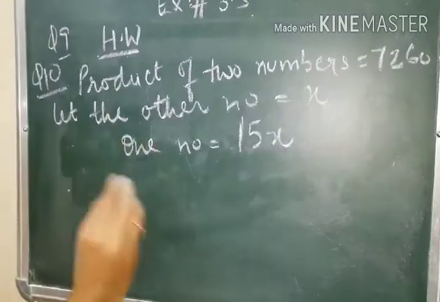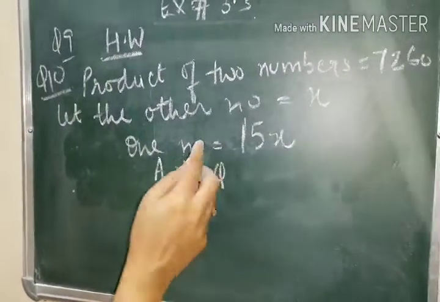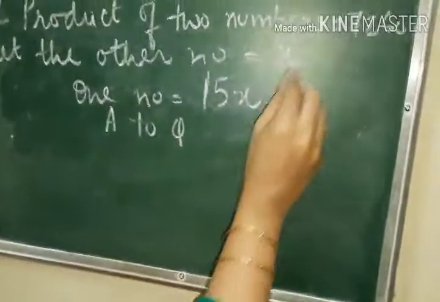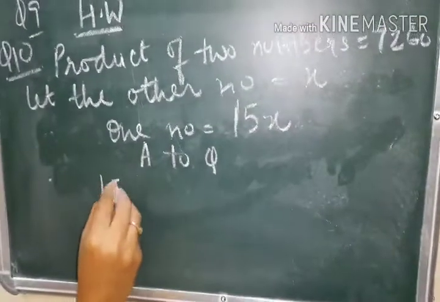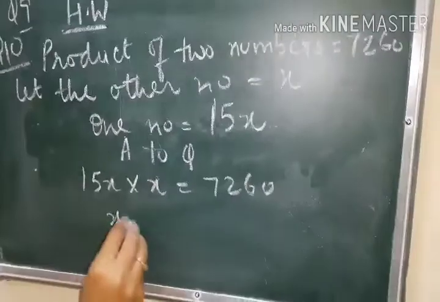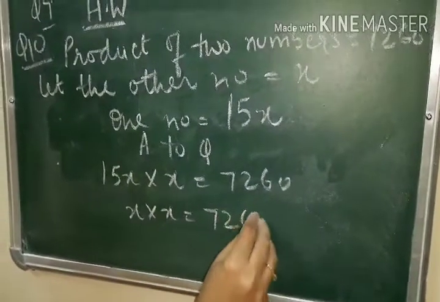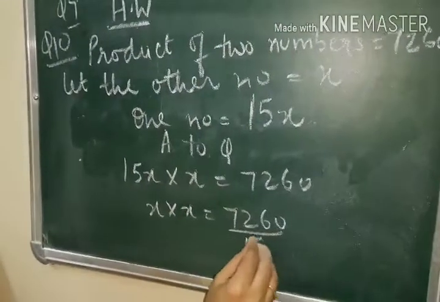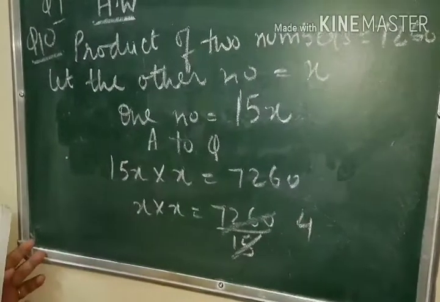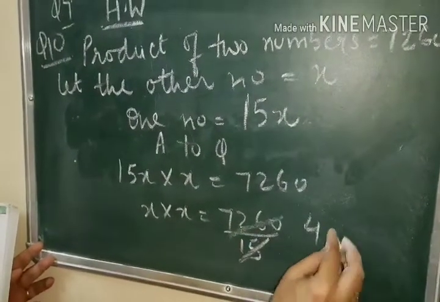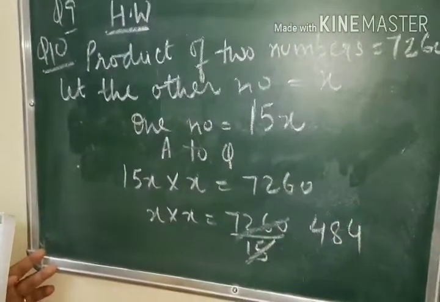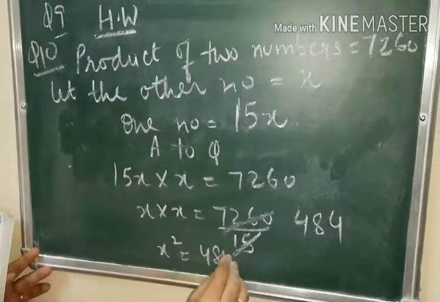Right? What do you mean by product? Product means the multiplication. After multiplication, whatever answer you get, that is called the product. So according to the question, when you multiply these two numbers, you get this answer. So 15x into x is equal to 7260. Now 15 x into x is equal to 7260. 15 was multiplying here, so you will take it down in the denominator. It will be divided. Now 15 4s are 60. 126 is left. 15 8s are 120. 60. 15 4s are 60. Now x square is equal to 484.